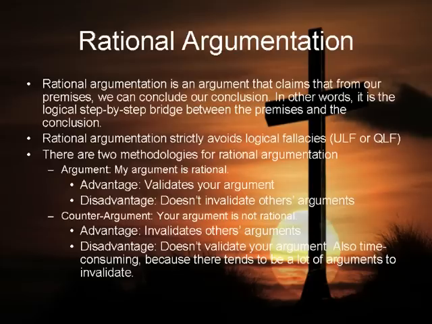We will first look at rational argumentation. A rational argument is an argument that claims that from our premises, we can conclude our conclusion. In other words, it is the logical, step-by-step bridge between the premises and the conclusion. Because of the nature of rational argumentation, it strictly avoids logical fallacies, which by definition are steps which do not directly follow one another. There are many classifications of logical fallacies, but every logical fallacy is a non sequitur, which is Latin for it does not follow.